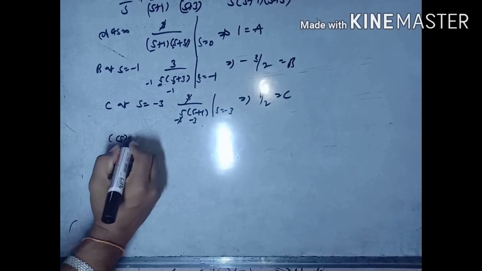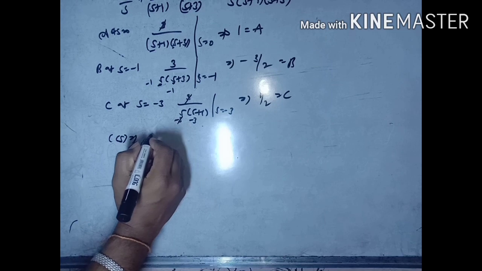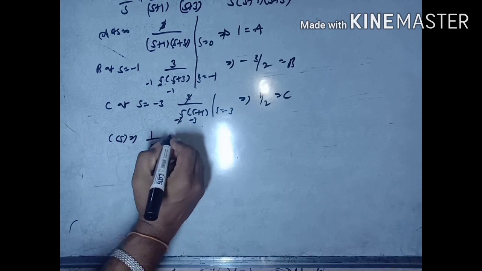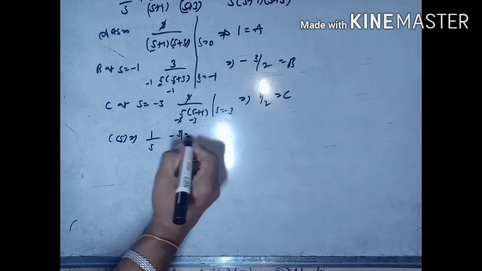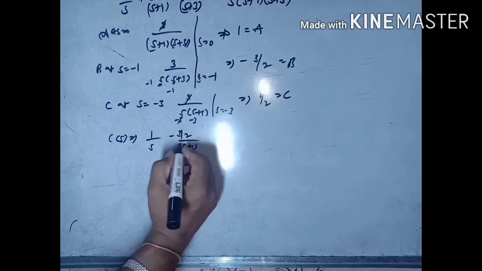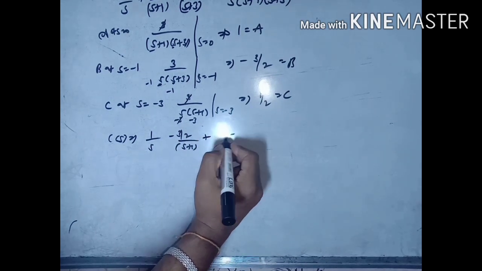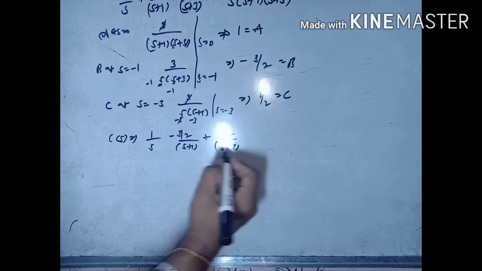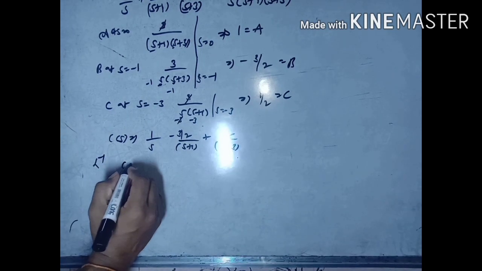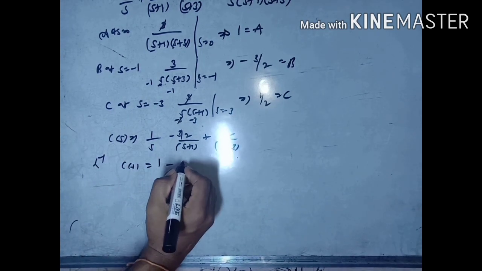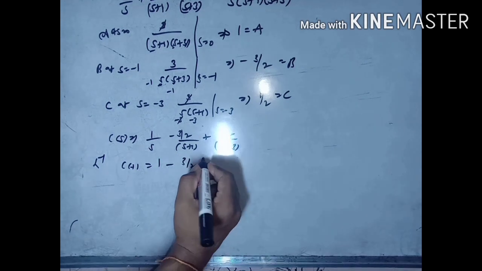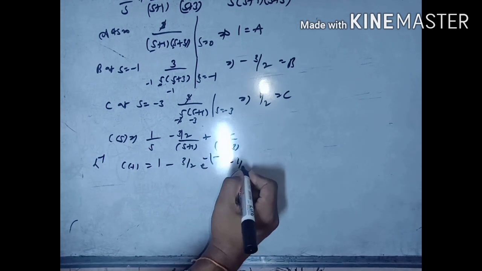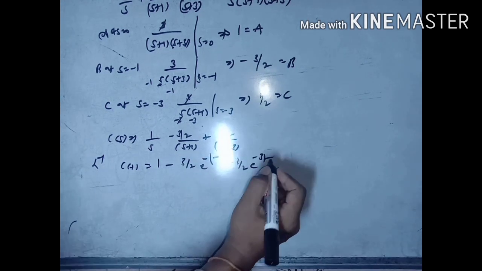Finally, substituting the values, C(s) equals A is 1/s, B is -3/2, so -(3/2)/(s+1), plus C is 1/2, so (1/2)/(s+3). Applying the Laplace inverse, c(t) equals 1 - (3/2)e^(-t) + (1/2)e^(-3t).